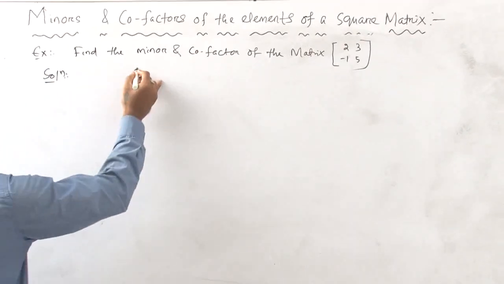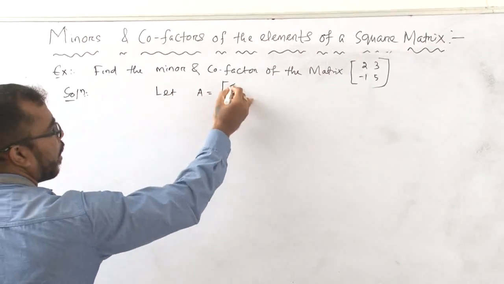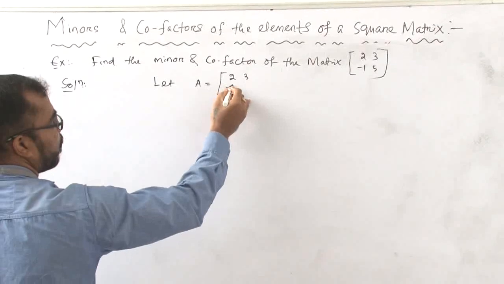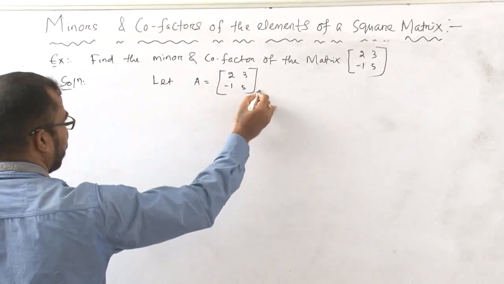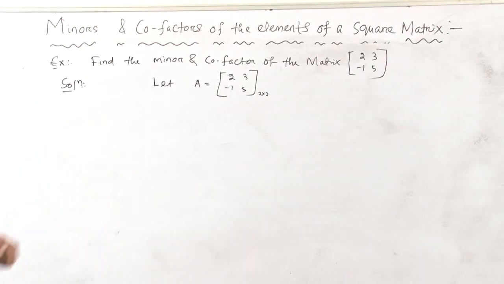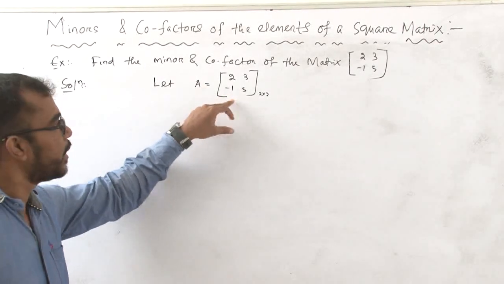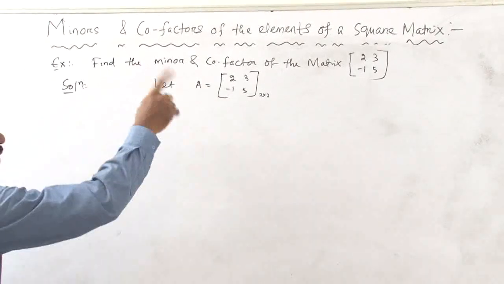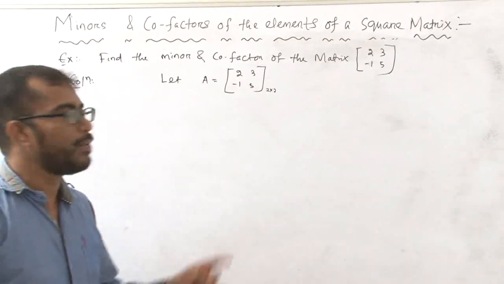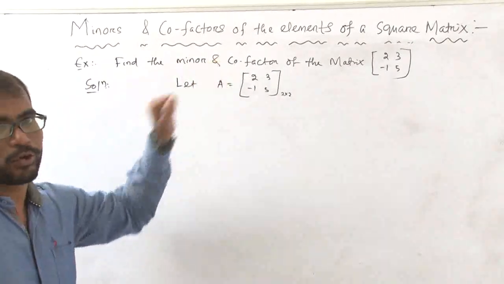Let A be the matrix having elements 2, 3, minus 1, 5. It is also a square matrix. If it is not a square matrix, you cannot find the minor and cofactor. So here A is a second order matrix. Now, in a second order matrix, there are 4 elements, so we find 4 minors and 4 cofactors.